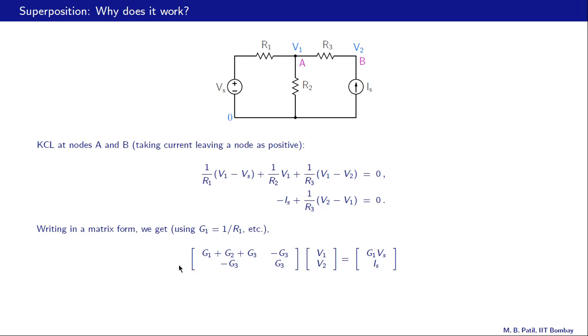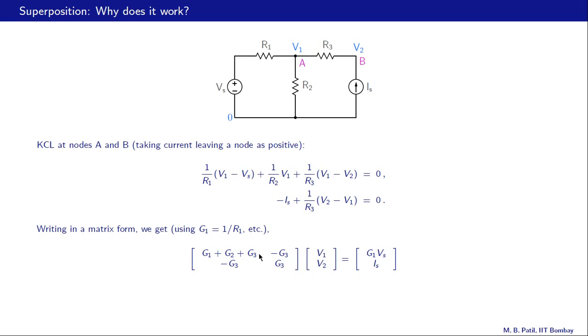Let us rewrite the KCL equations in a matrix form, and in doing that, let us use these definitions. The conductance G1, for example, is 1 over R1. Similarly, G2 would be 1 over R2, and so on. When we do that, we get this matrix equation here, and let us check that this first equation does indeed correspond to the first row over here. What is the coefficient of V1 in this equation? It is G1 plus G2 plus G3, and that is why we have G1 plus G2 plus G3 here.